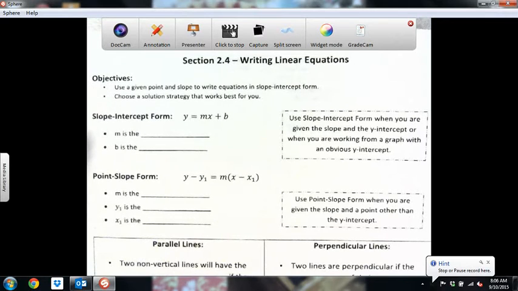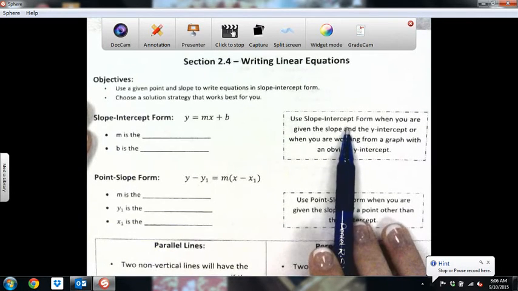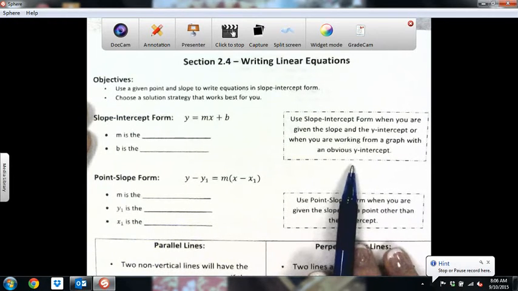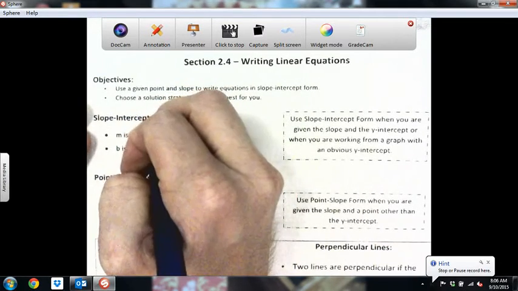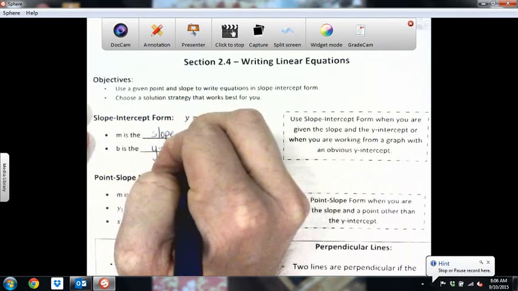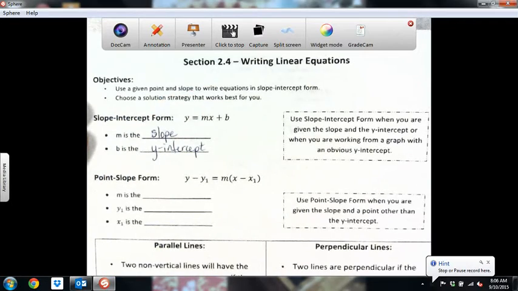And so most of us are already familiar with slope-intercept form, this y equals mx plus b. It's best to use slope-intercept form when you are given the slope and a y-intercept, or when you're working from a graph that has an obvious y-intercept. It's really obvious where the line crosses the y-axis. In this case, m is the slope and b is the y-intercept. This is something that I hope that you are very familiar with from Algebra 1.